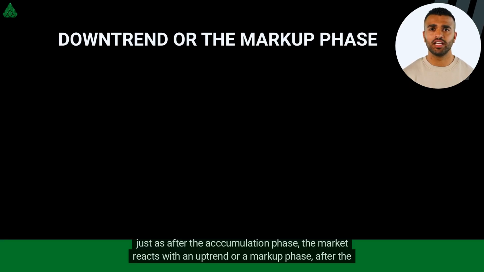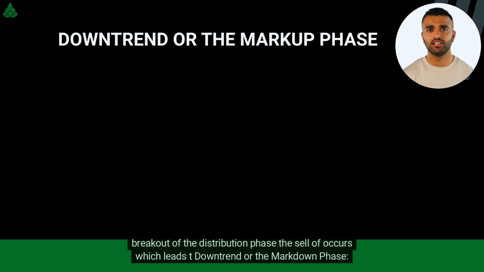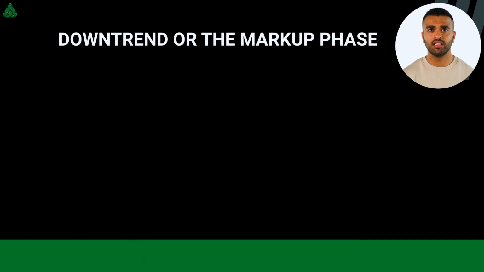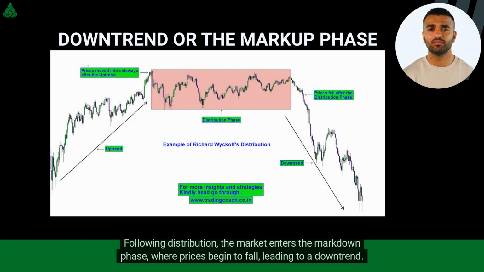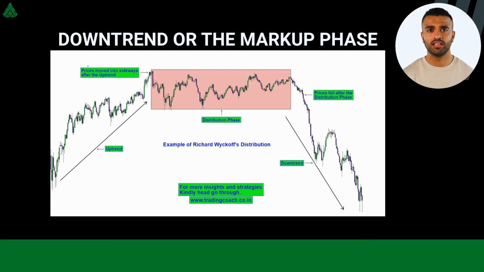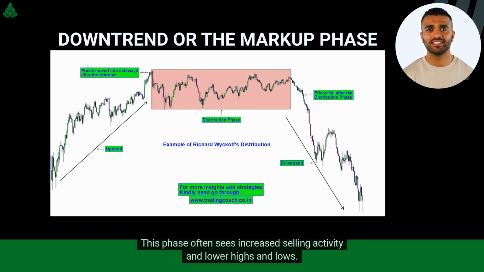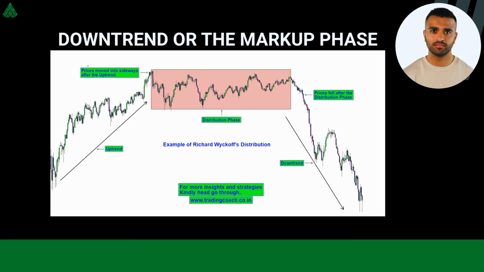Just as after the accumulation phase, the market reacts with an uptrend or a markup phase, after the breakout of the distribution phase, the sell-off occurs, which leads to a downtrend or the markdown phase. Following distribution, the market enters the markdown phase, where prices begin to fall, leading to a downtrend. This phase often sees increased selling activity and lower highs and lows.